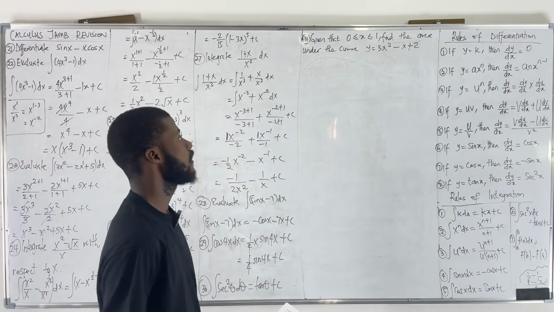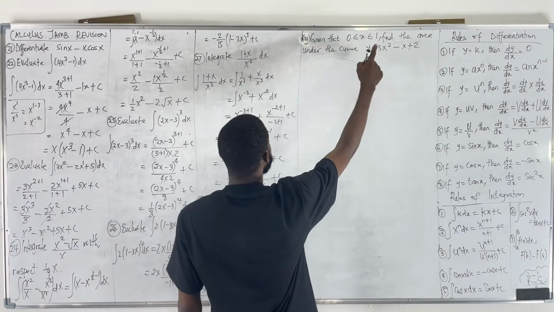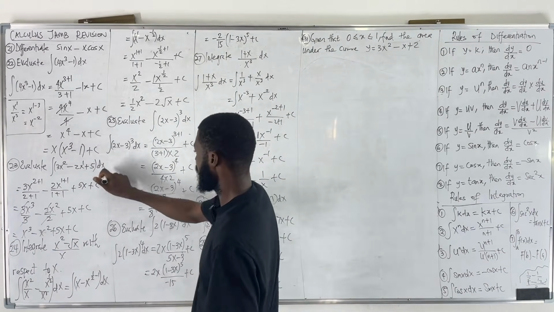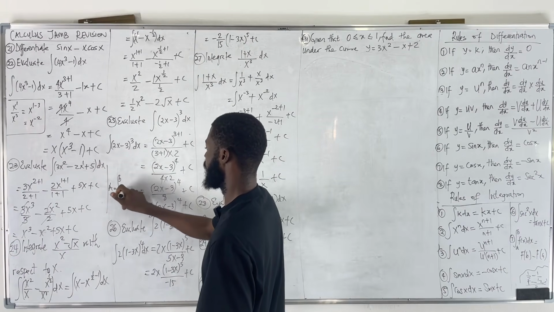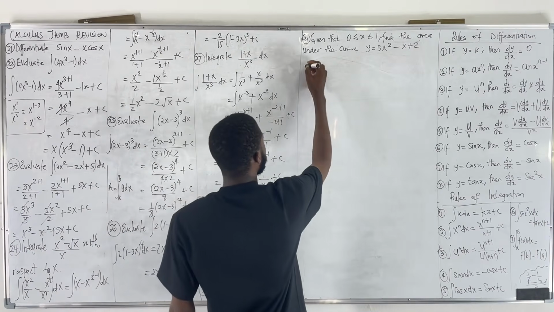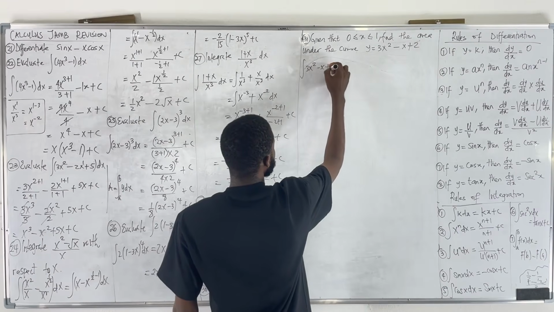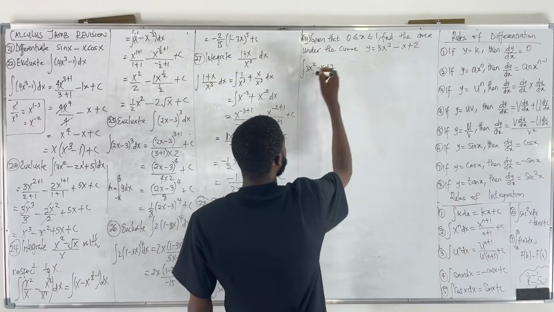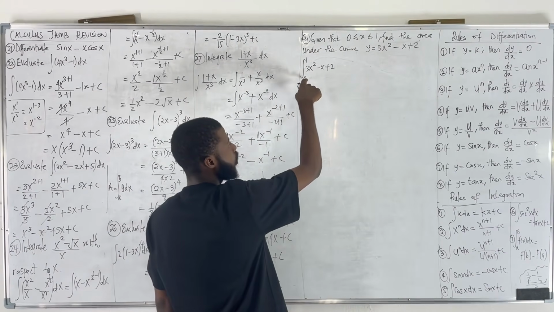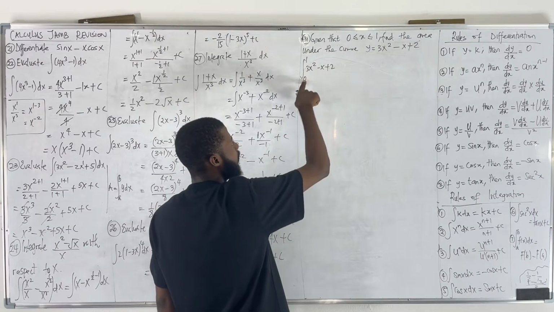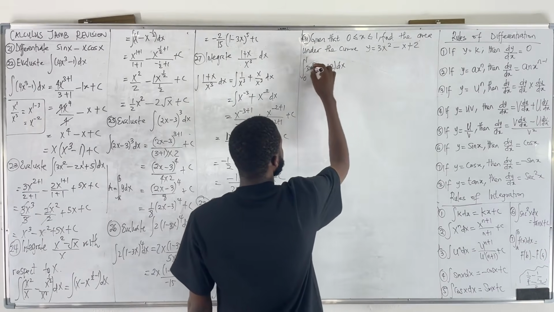So what we're going to do here is very simple. To find the area under the curve, area is the integral from a to b of y dx. So this will become the integral of our y, 3x squared minus x plus 2, with limits 0 to 1. Take note, this is the lower limit, so it's always smaller than the upper limit.